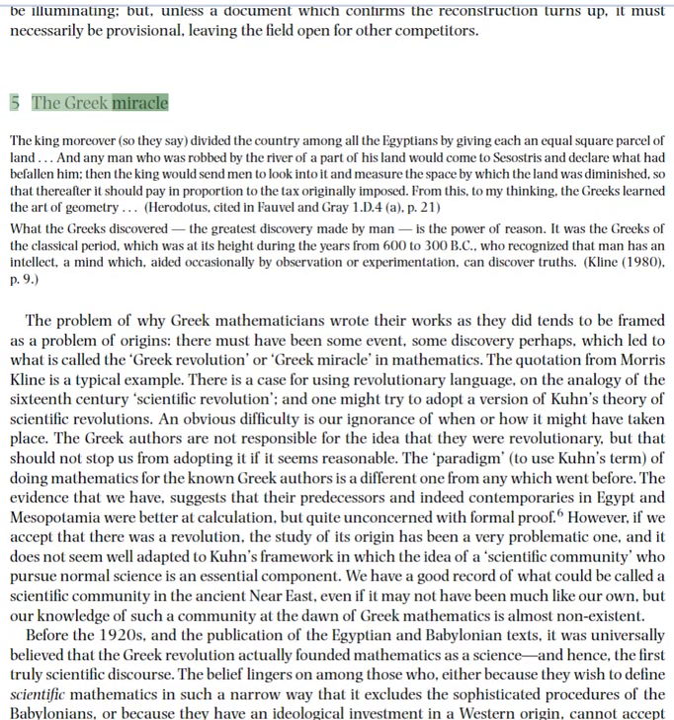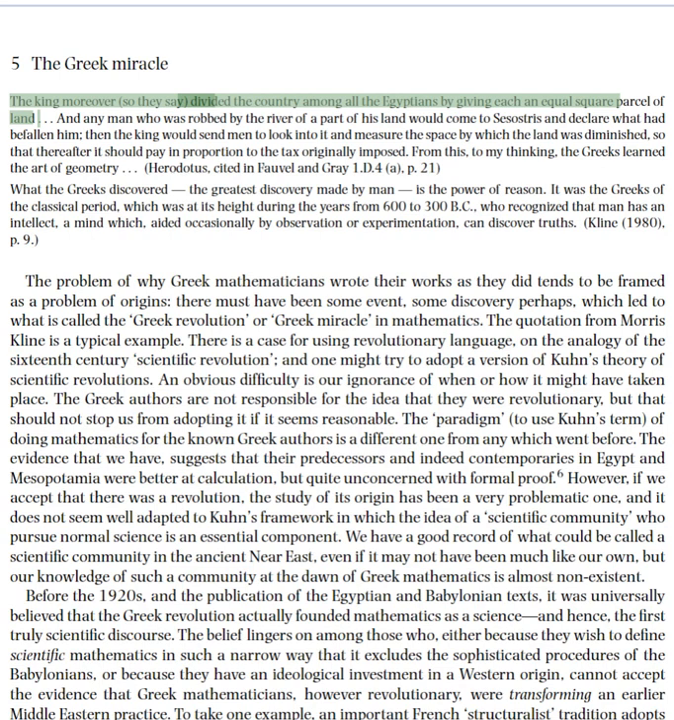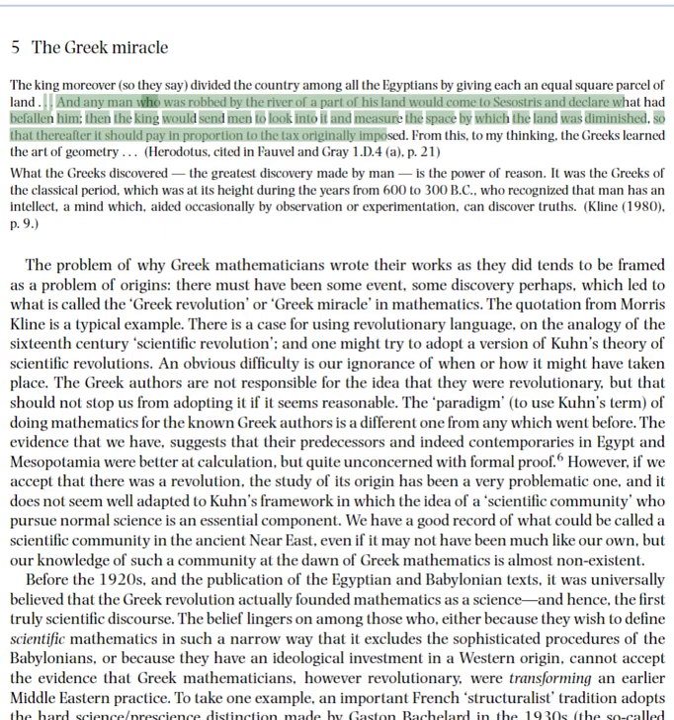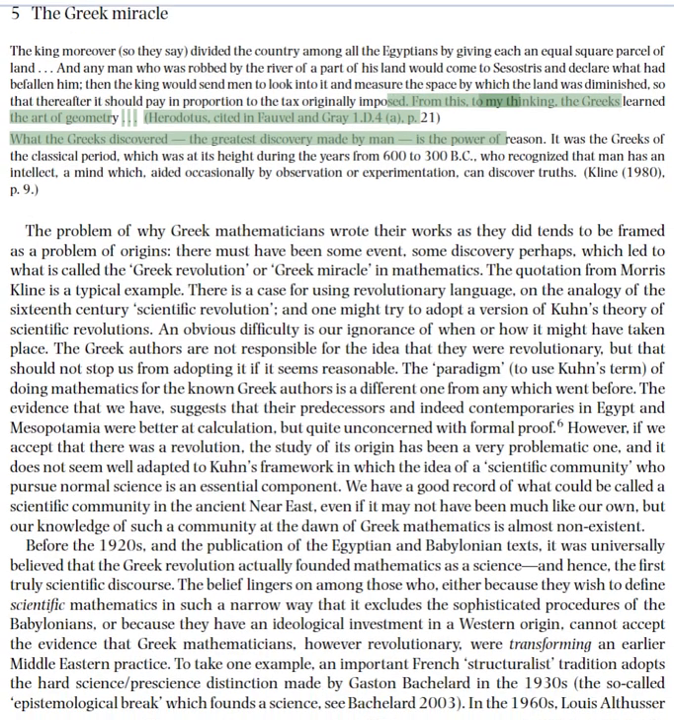The Greek miracle. The king moreover divided the country among all the Egyptians by giving each an equal square parcel of land. And any man who was robbed by the river of a part of his land would come to Sesostris and declare what had befallen him. Then the king would send men to look into it and measure the space by which the land was diminished, so that thereafter it should pay in proportion to the tax originally imposed. From this, to my thinking, the Greeks learned the art of geometry.